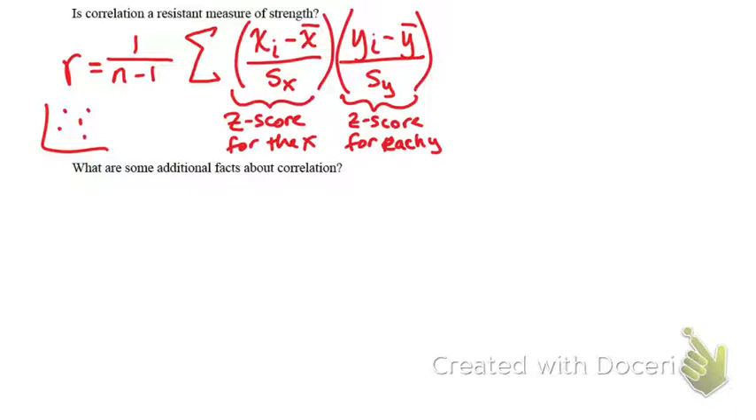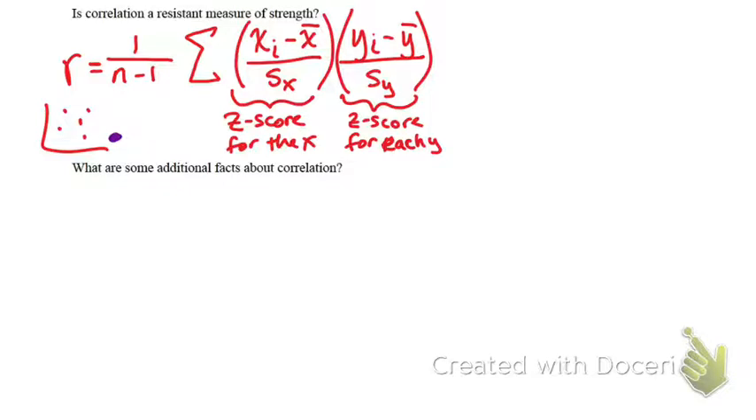So, here's what I do want you to think about, though. If this is the formula, which includes the x values, the mean of the x's, and the standard deviation of the x's, the y values, the y mean, the standard deviation of the y's, if it includes all of that, is correlation resistant? If I added a value to my graph that was far away from the rest of the data, would r change?